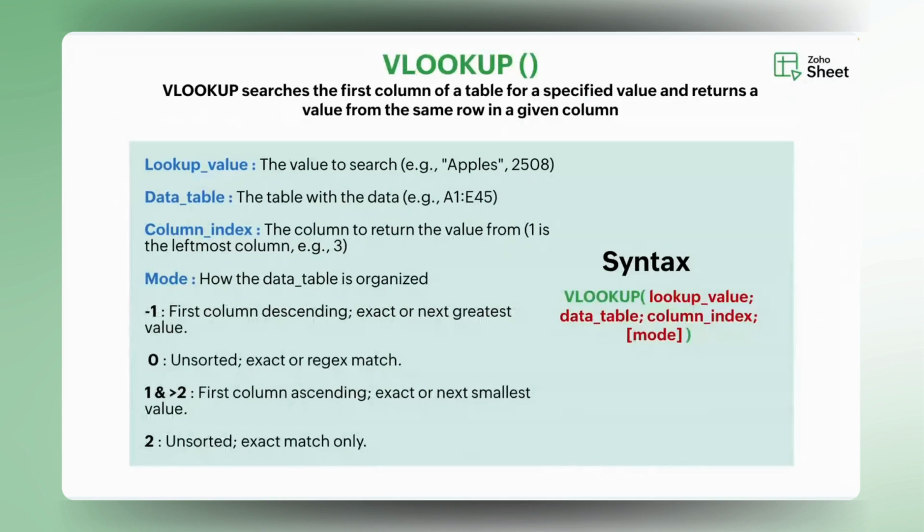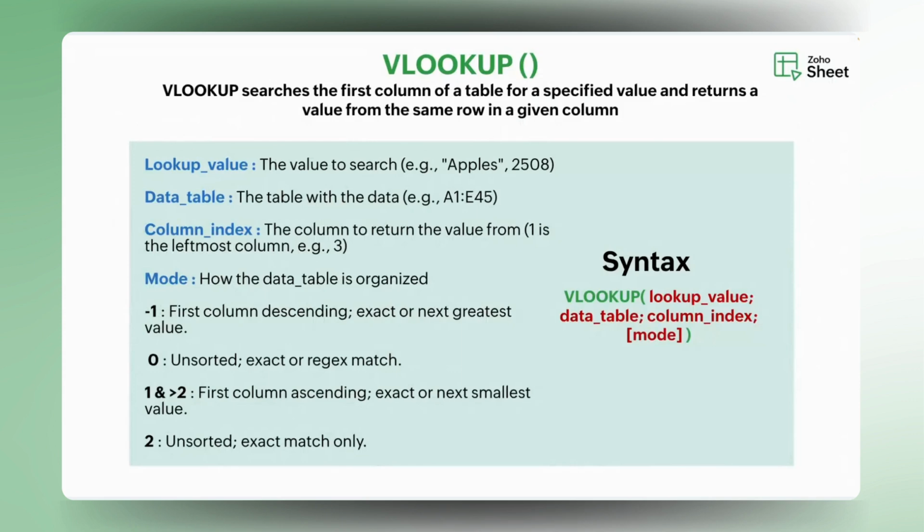The lookup value is what you're searching for. The data table is the range where you're searching. The column index is the column number from which you want to retrieve the data, starting with 1 for the leftmost column. So if you want data from the third column, you'd use 3.